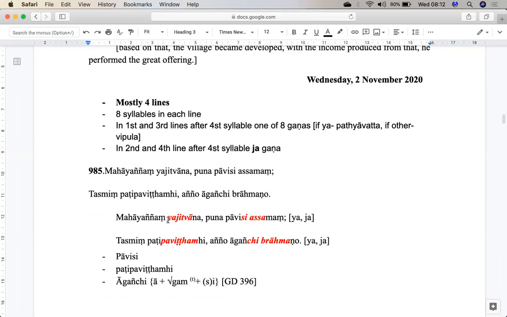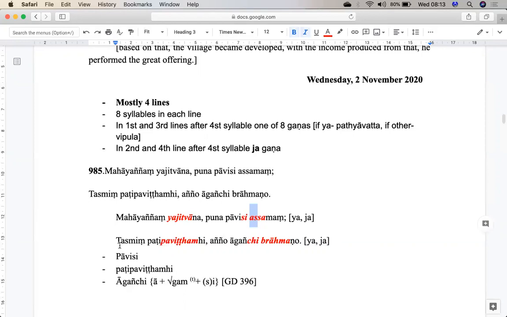After four syllables, in the red color, ja-je-dwa. Ya is a light syllable. The ja is also actually a light syllable, but because it takes place before a double consonant, even though it is light, we need to consider it a heavy syllable. And dwa is already long, heavy. So that is ya-gaṇa, 1, 2, 2. In the second line, after four syllables, there is a ja-gaṇa, so that is Pathyā Vatta.